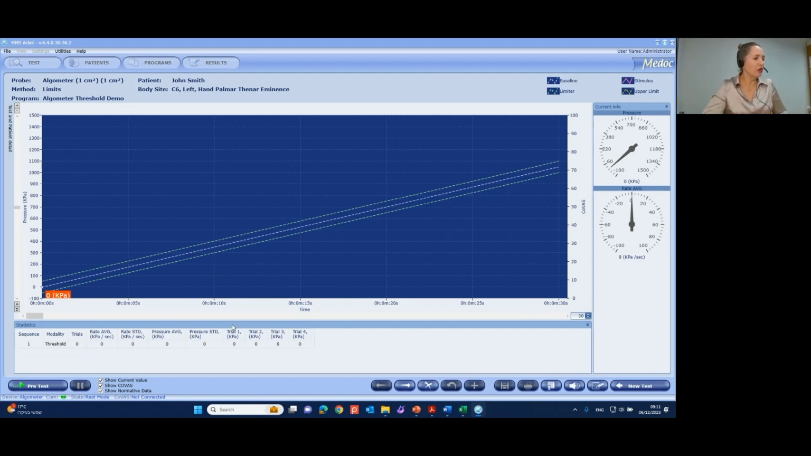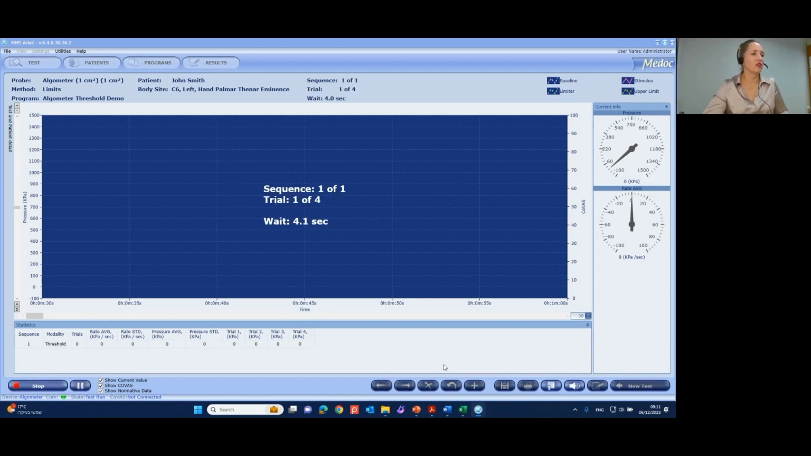Here below, we will see the results of trial 1, trial 2, trial 3, and trial 4 for every stimulus that we give. So let's start the test. You will see that it will start counting down, and in between tests, now we press the button, it starts counting down 5 seconds, and let's apply the pressure.